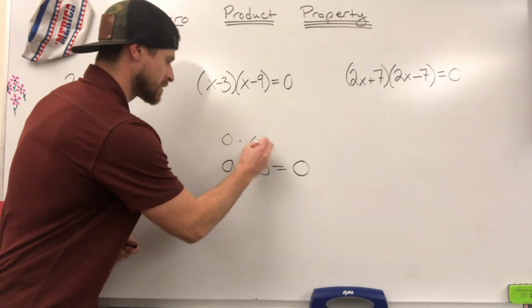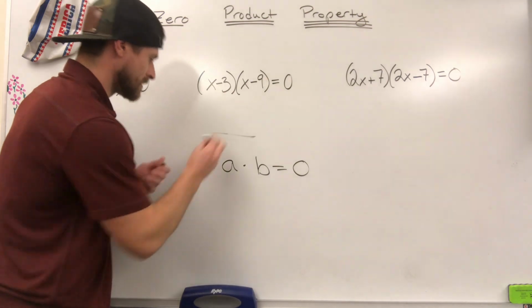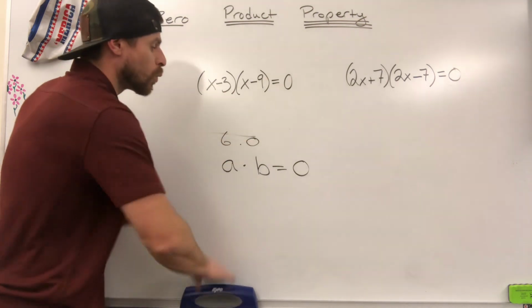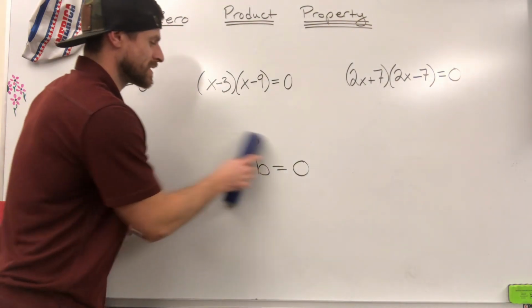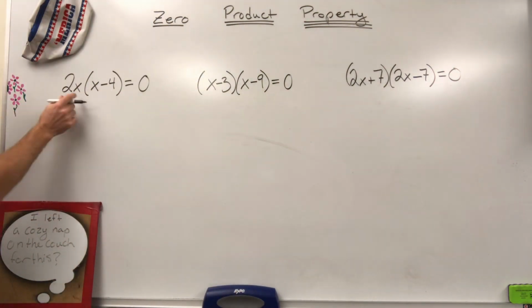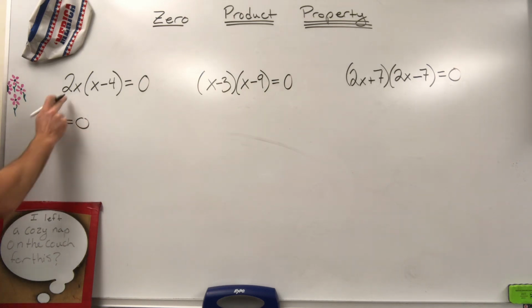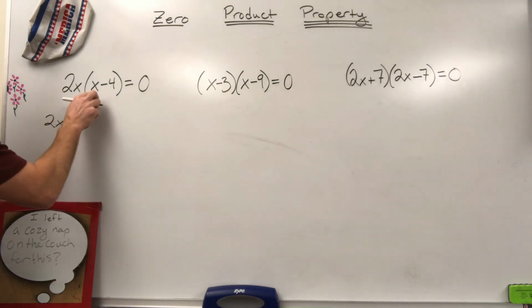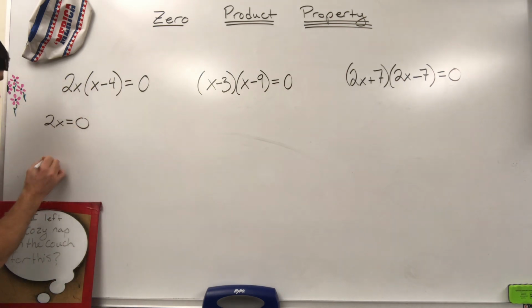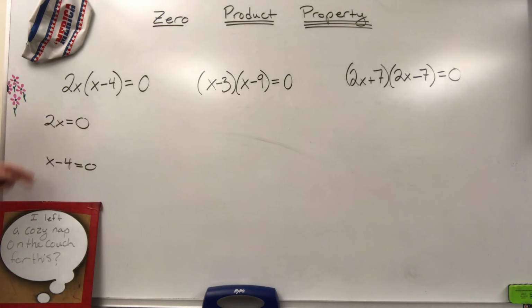0 times 6, that would work. Or flip-flop it, 6 times 0. One of those values has to be a zero. And because of that, we can take each part, 2x, and set that equal to 0. It could be this part that's the 0, or it's this binomial, x minus 4 that's the 0. So those are our two equations that we can set up, and then we solve each one of them.